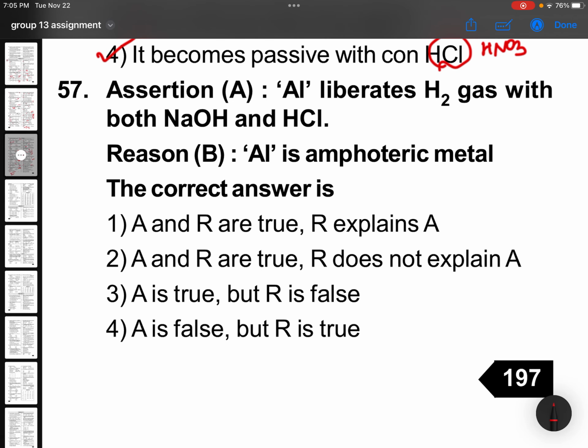Assertion: aluminum liberates hydrogen gas with both NaOH and HCl. Right assertion. Reason: aluminum is an amphoteric metal. This is also right and a correct explanation too.